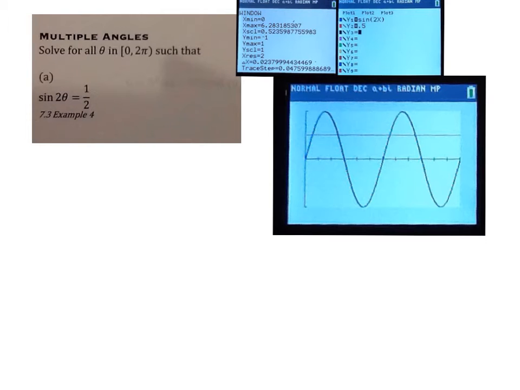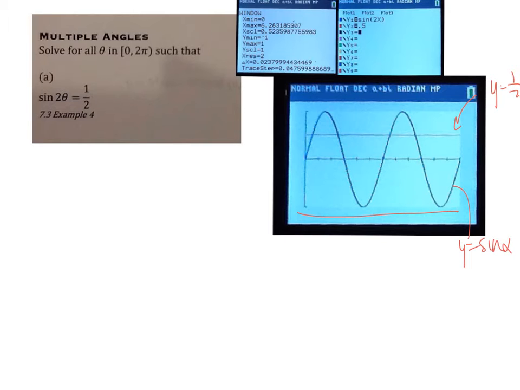So the next example we're going to look at is the multiple angles example on your notes from 7-3. And what I've done right here is I have provided you a graph of y equals sine x. So there's our function y equals sine x. And here we are at y equal 1/2.